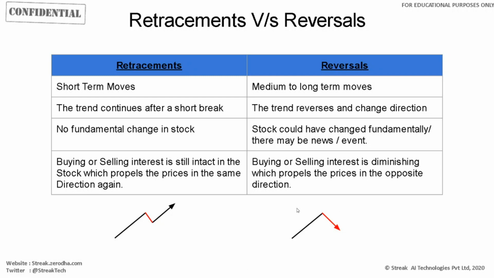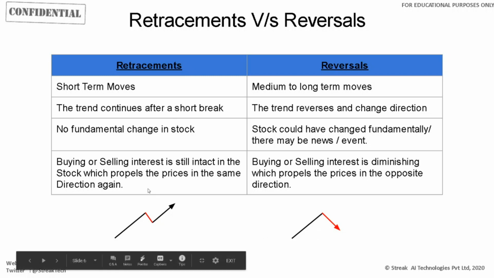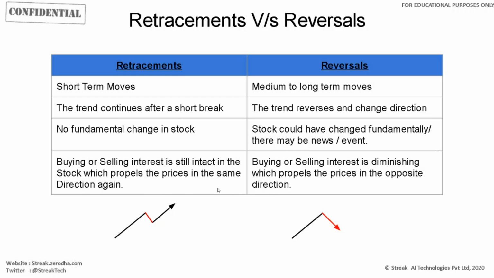Now, like we discussed before, in a retracement, buying interest is still intact and it continues to propel the price in the same direction. There is also a way of remembering the terminologies. When bearish power is taking over, it is known as a bearish reversal, and when bullish powers are taking over, it is known as a bullish reversal.